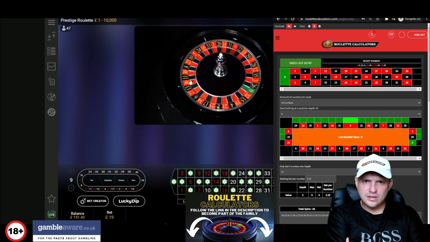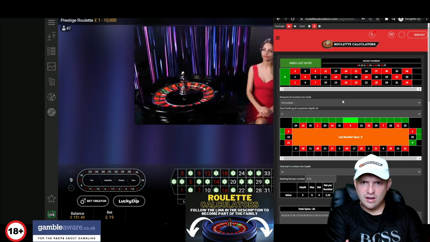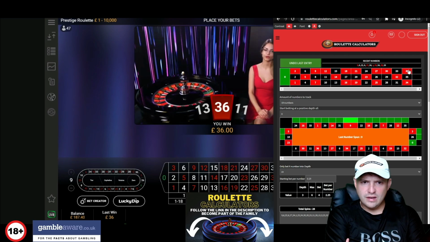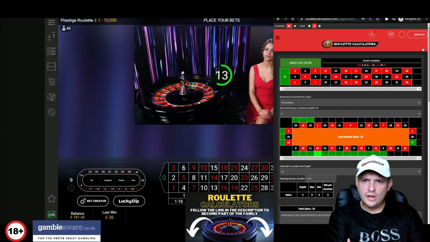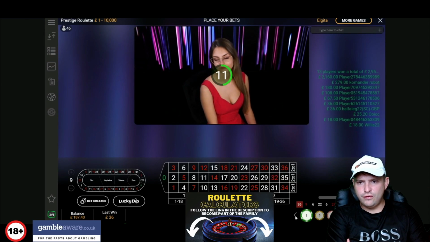So that's gone to number 36, so that's unhighlighted again. That's given him a win. So he's at £187.40 now. He's currently on a depth of 4.